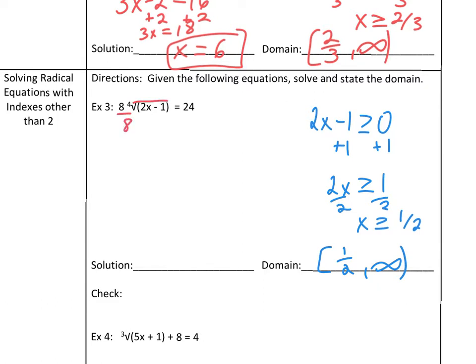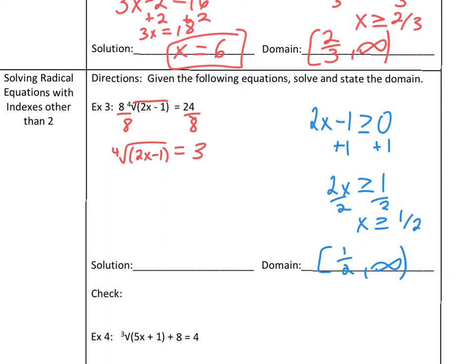yep, divide by 8, because that 8 out front is being multiplied, and we cannot distribute underneath of a radical. Don't try to do that. So we end up with the 4th root of 2x minus 1 equals 3. 24 divided by 8 is 3.